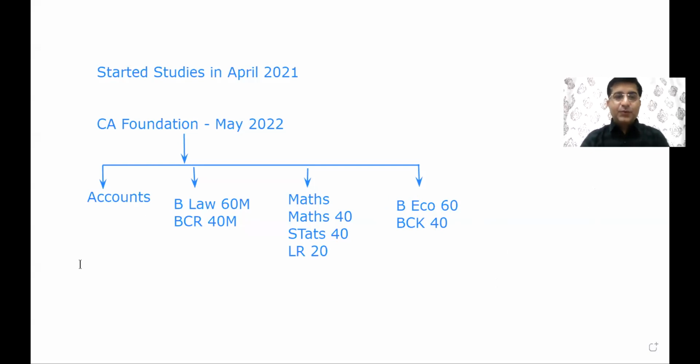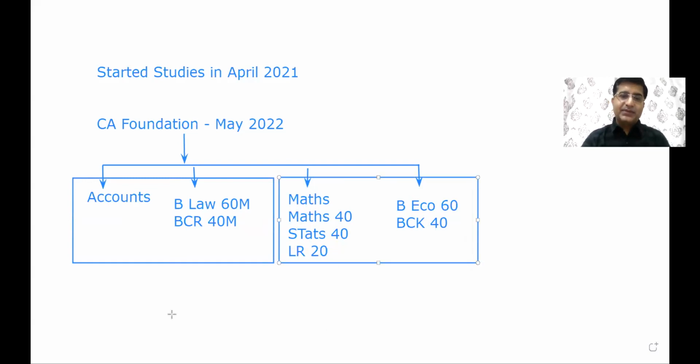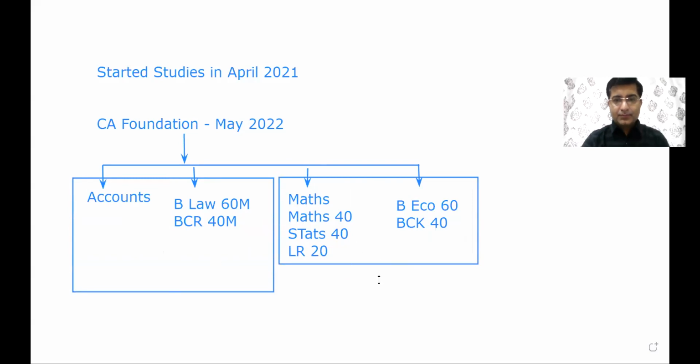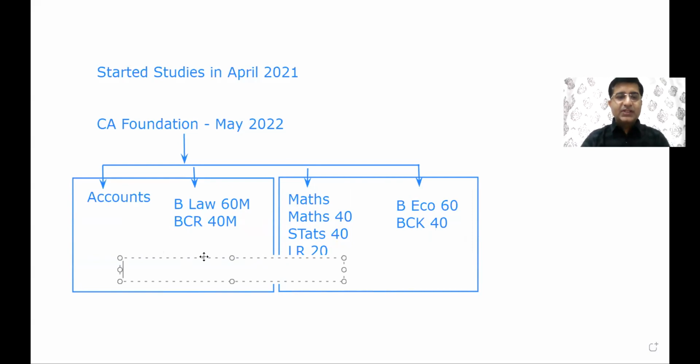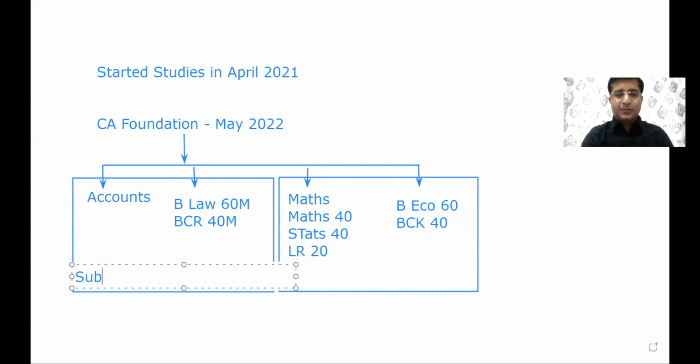Now, if you observe the first two papers, these two papers are the subjective papers, whereas these two papers are the MCQ based papers. So the subject of accounts, business laws, and business commercial knowledge, these are the subjective papers. That means you have to actually write those papers. And for these papers, you get 3 hours and 15 minutes in the examination for the 100 marks.